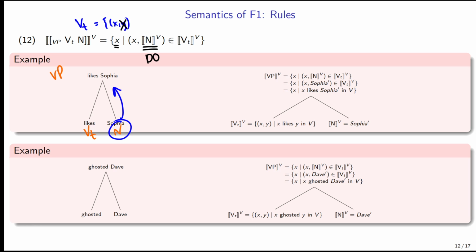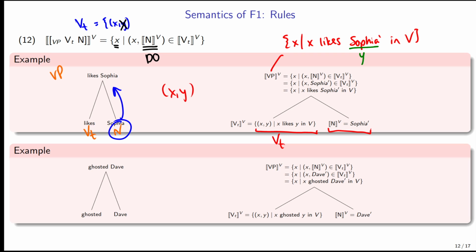So the transitive verb "likes" is expressed as the set of xy such that x likes y in V. It's a transitive verb, so we're looking for pairs of things, x and y: subject and direct object. In this example, we have a noun, which is Sophia, so the meaning of that is Sophia prime. So when we look at the verb phrase, now we're looking at the set of x such that x likes Sophia prime in V. This is essentially what we're looking for.